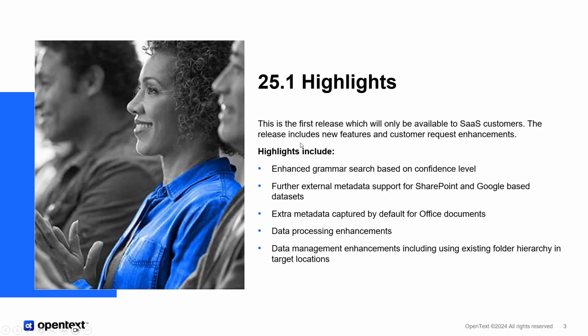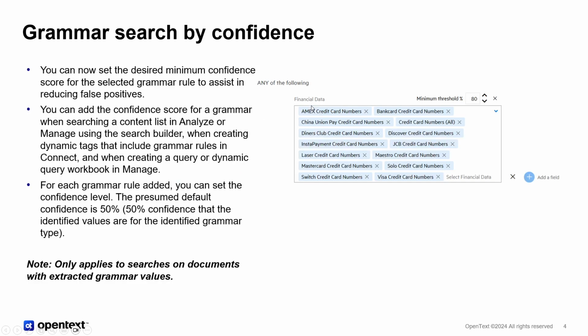Let's discuss all these in more detail now. The first one, the grammar search by confidence. Now you can set a desired minimum confidence score when you're selecting the grammar rule when you're doing any type of search. You can see on the right hand side, this is any type of financial data, and these are all credit cards. In this case, the default score that a grammar would hit is 50%. But if I want to reduce any of the false positives, I could increase this minimum threshold to 80% or even higher.